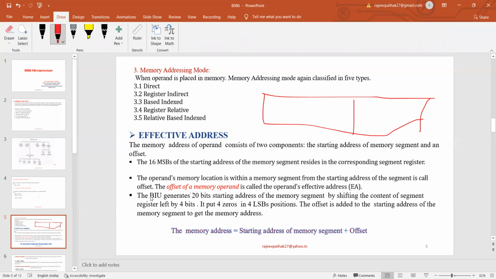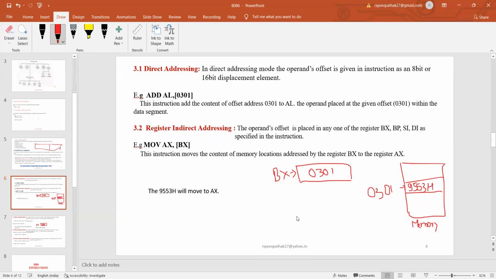The bus interface unit generates the 20-bit starting address of the memory segment by shifting the content of the segment register left by 4 bits. You have to put 4 zeros in the 4 LSB positions, and the offset is added to the starting address of the memory segment to get the memory address. That is, the memory address is equal to the starting address of the memory segment plus the offset. The segment register indicates the 16 MSB of the address, and the offset is given by the memory address.